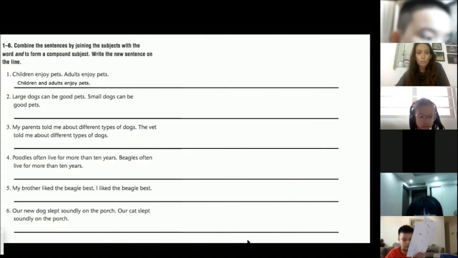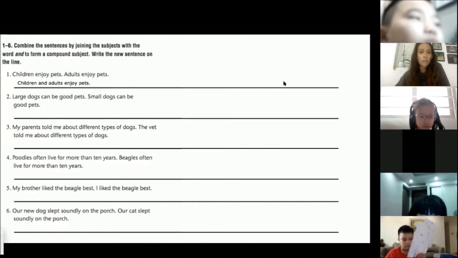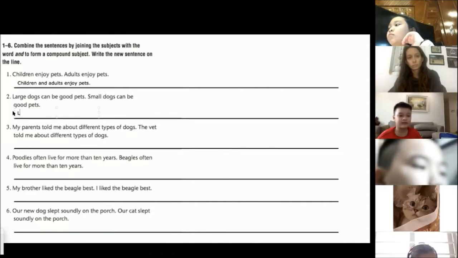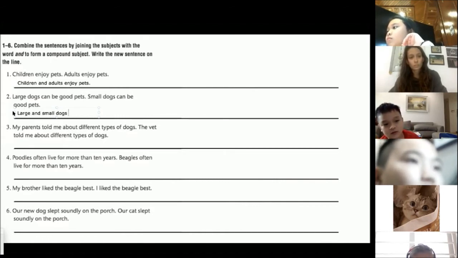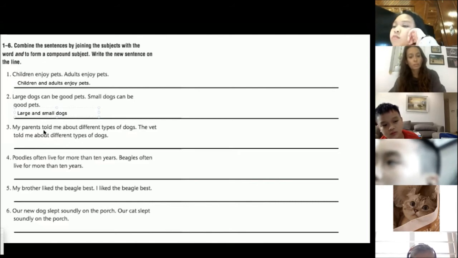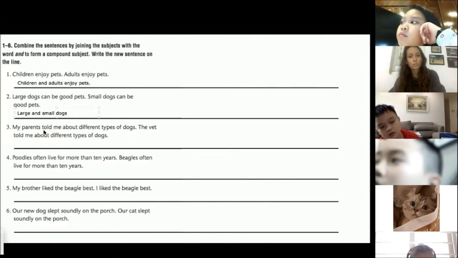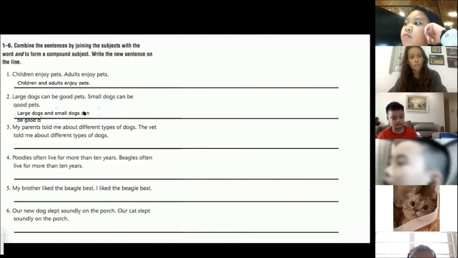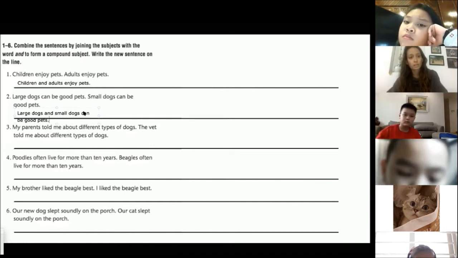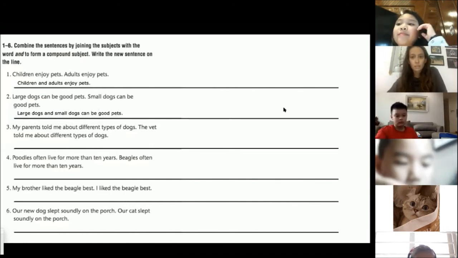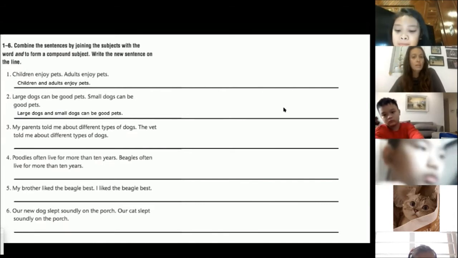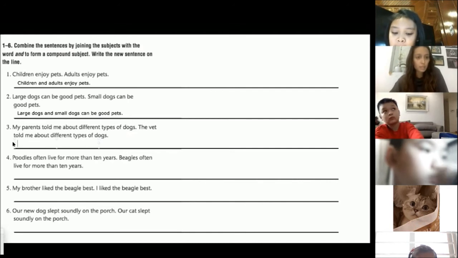Okay. Number 2, large dogs can be good pets. Small dogs can be good pets. Large and small dogs can be good pets. Okay, so let's make sure we have 2 subjects. Large dogs and small dogs can be good pets. Good job. Boktai, number 3, please. My parents told me about different types of dogs. The vet told me about different types of dogs.